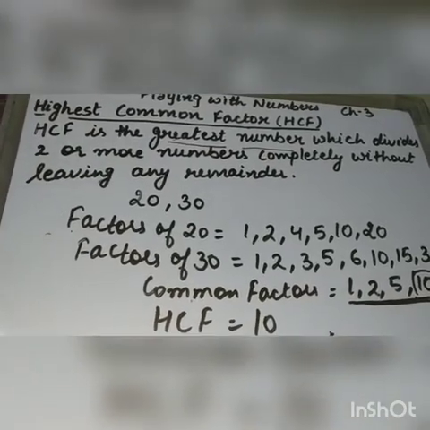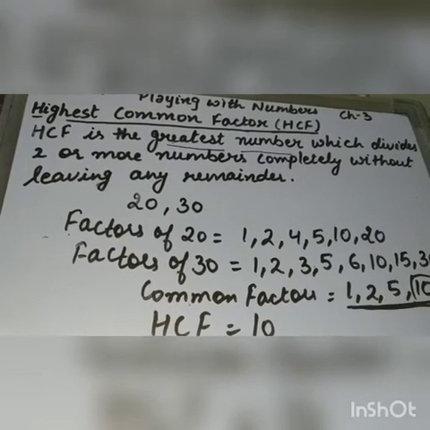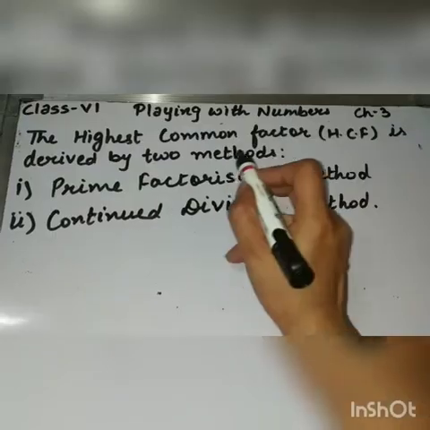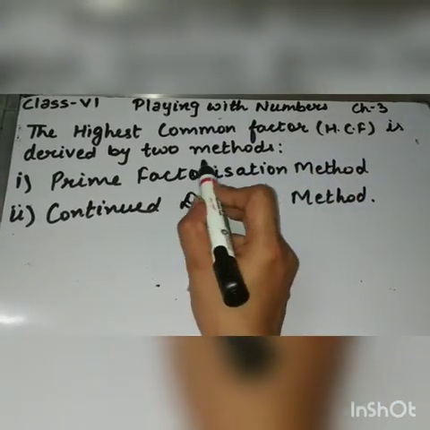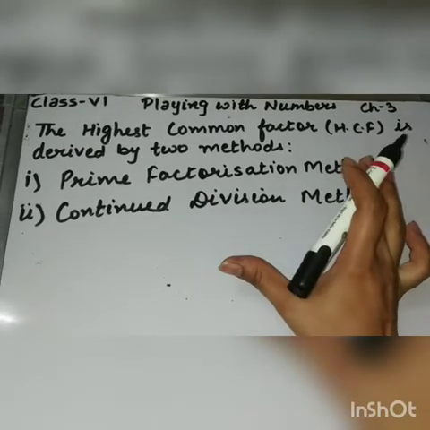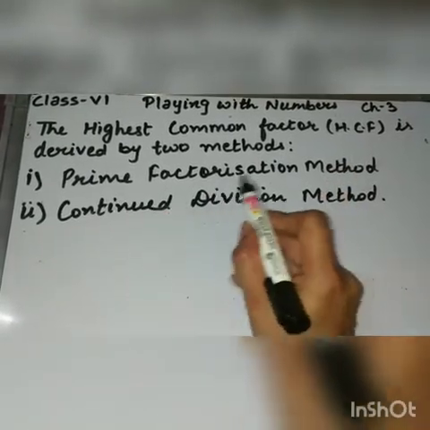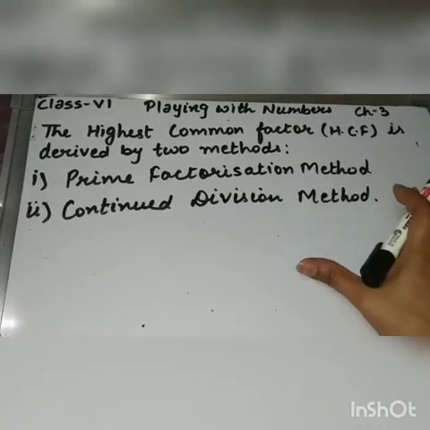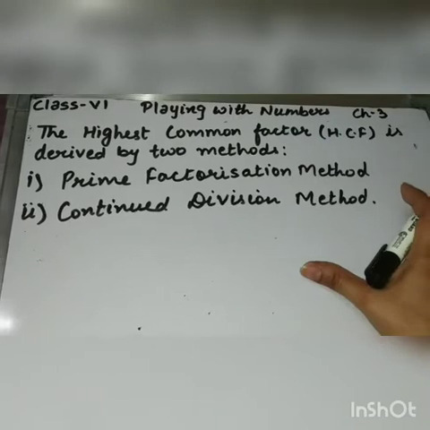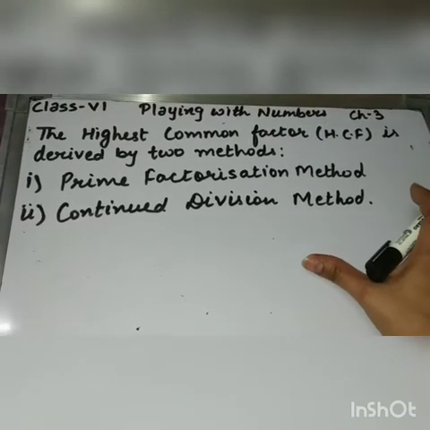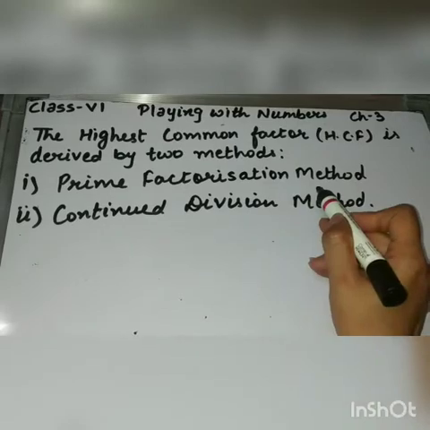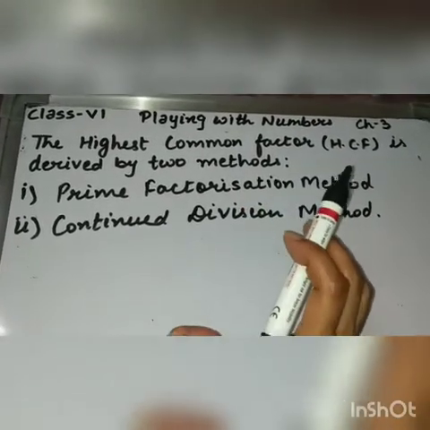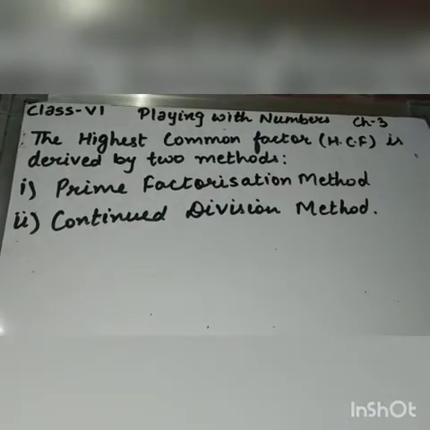There are two methods to find the HCF. First is prime factorization method and second is continued division method. These are the two methods to find the HCF of given numbers. Firstly I will explain how to find HCF by prime factorization method.